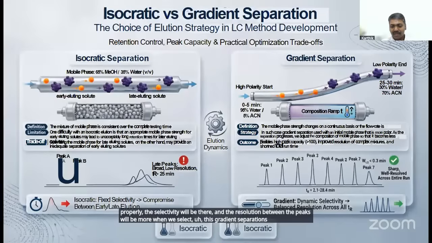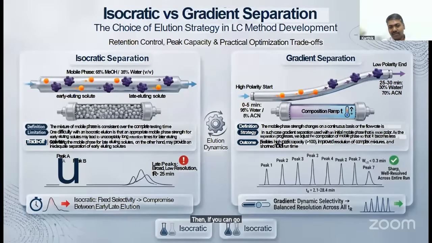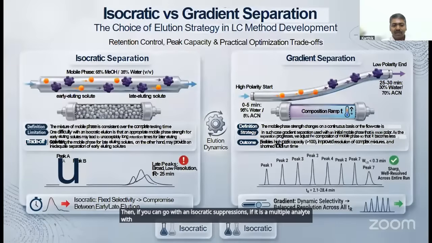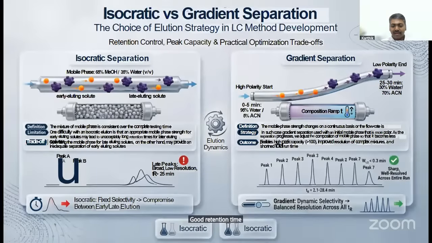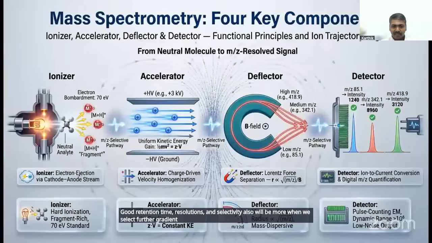If it is a single analyte, then you can go with an isocratic separation. If it is multiple analytes with different eluting patterns, then we can go with the gradient separation. There we are able to achieve good retention time and resolution, and the selectivity also will be more when we select the gradient separation.